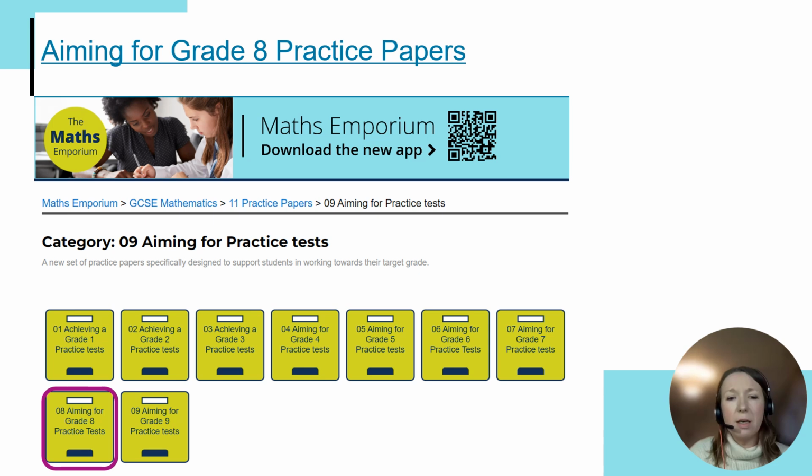We also have a set of aiming for grade 8 practice papers. These are 40-minute tests with student-friendly mark schemes, so they're perfect to do and mark in one lesson.